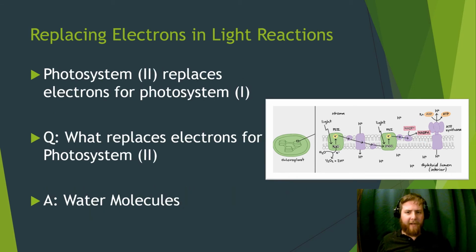Now, before we go on to the gear-looking part, we need to talk about where we get electrons originally. We said that photosystem 2 gives its electrons through the electron transport chain to photosystem 1. But where do these electrons come from originally? So the question is, what replaces the electrons? The answer is water. H2O replaces these electrons.